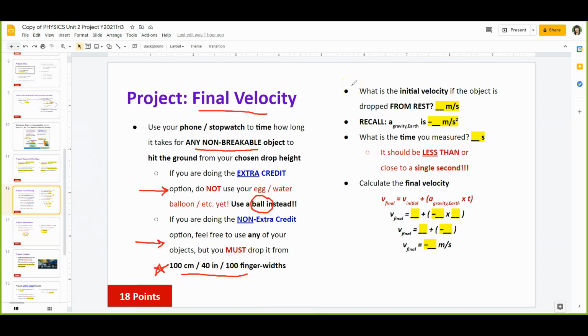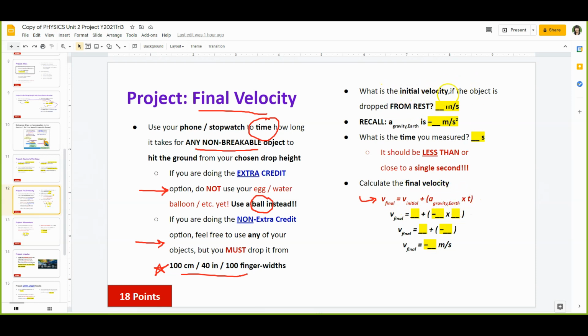You're going to drop it from that height, and then calculate how fast it is moving before it hits the ground based on the time that you measured. We have this equation: final velocity equals initial velocity plus the acceleration due to gravity times time. So we need to know the initial velocity, the acceleration due to gravity, and the time.